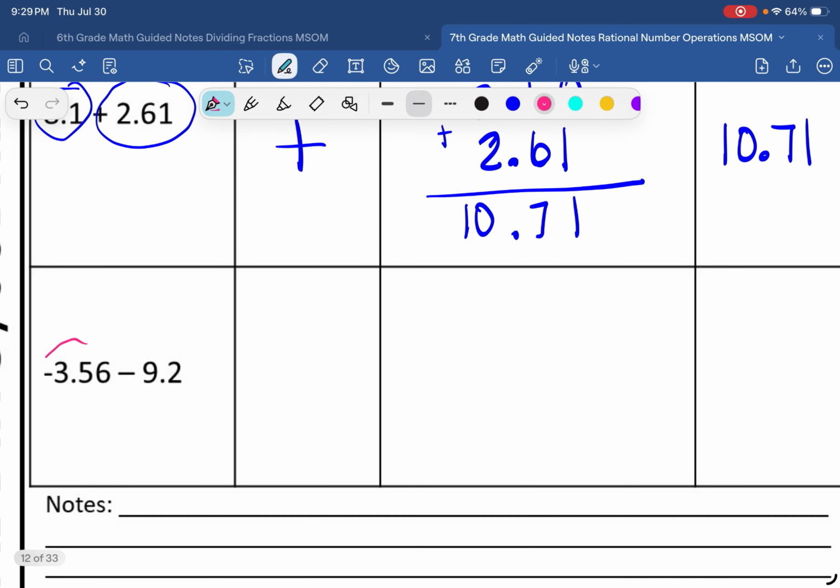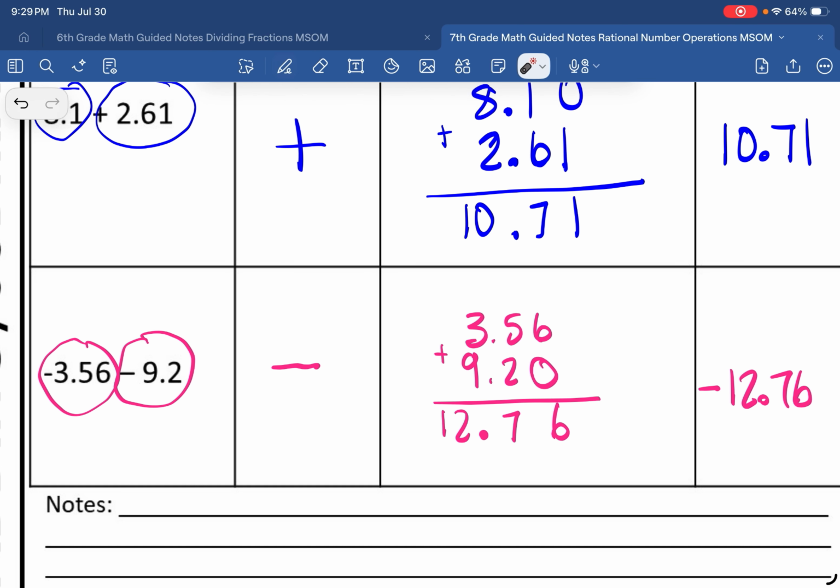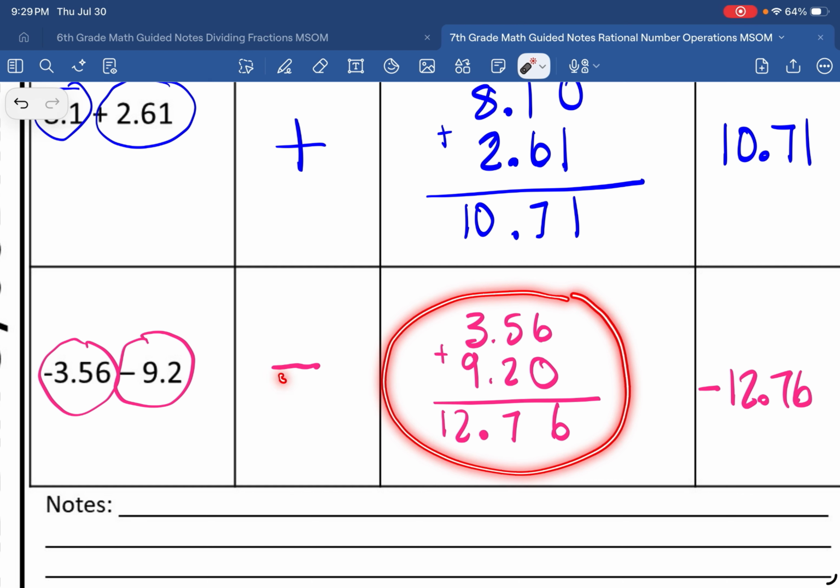Negative 3.56, and then making it more negative by doing a 9.2. So my answer is still going to be negative. Let's add those together, and then I'll go back and add my negative sign, lining up the decimals and adding this 0 as a placeholder, adding those. So I get 6, 7, and 12. So my answer is a negative 12.76. Remember, even though my answer is negative and it's minusing, I'm making the answer more negative, so I still need to find the sum of those numbers and then go back and add my negative sign.